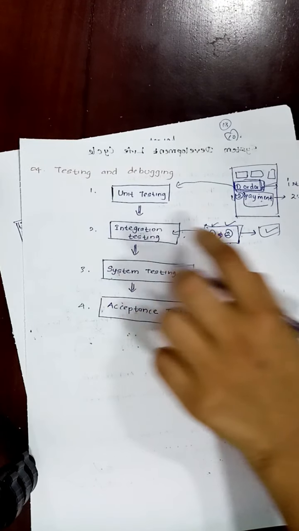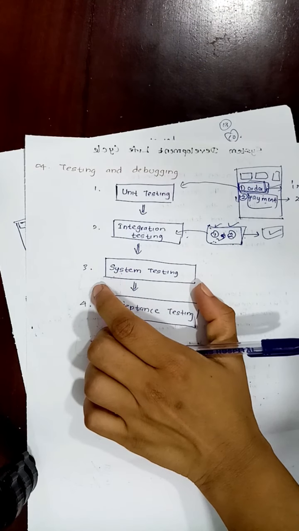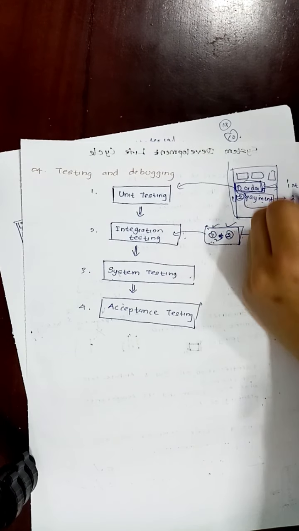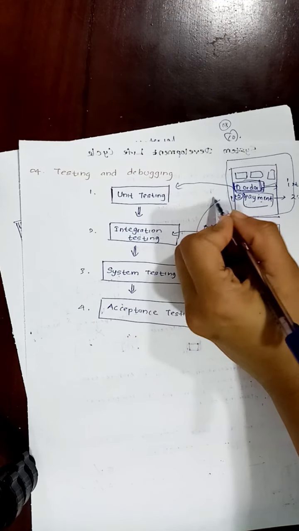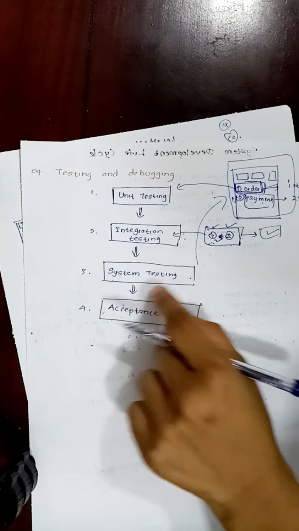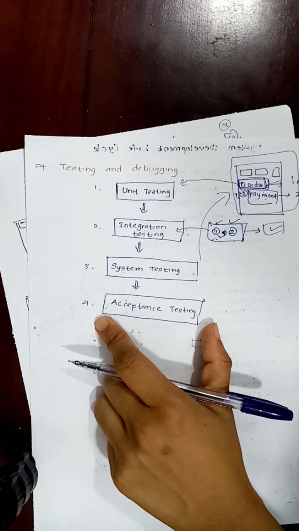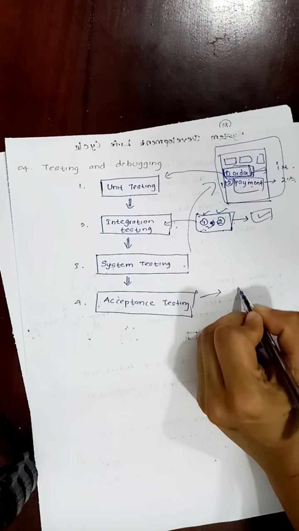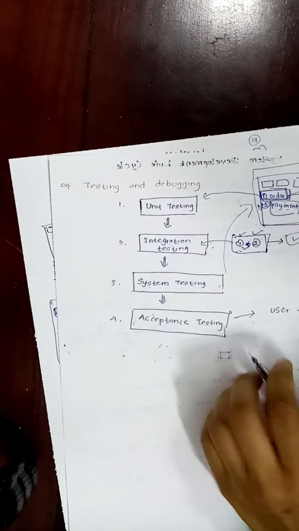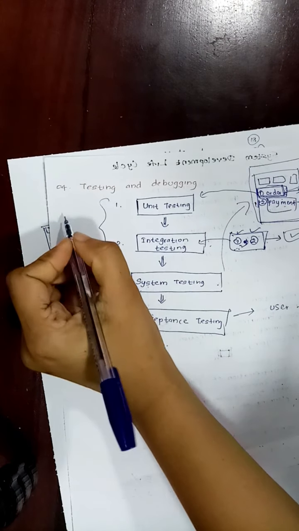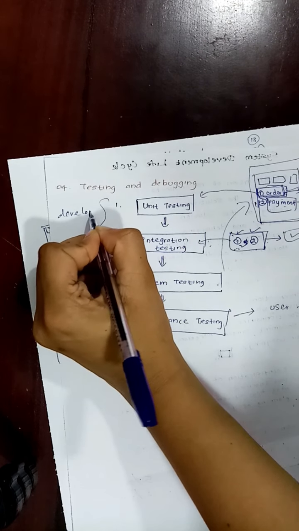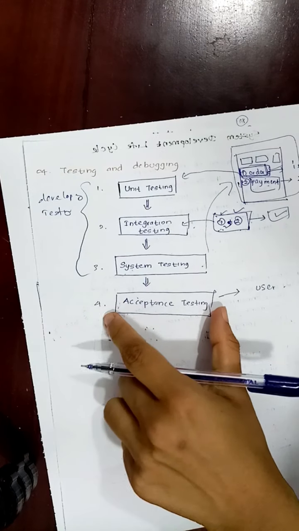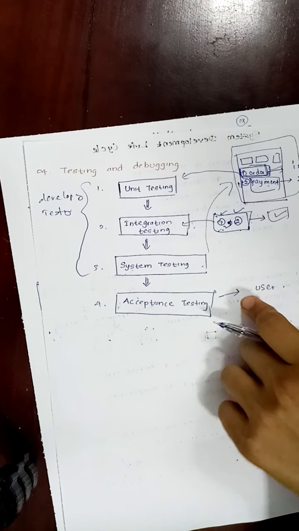That is integration testing. System testing in the sense, you are going to test the whole software system, whether it's working correctly or not. That is system testing. Acceptance testing means this is done by the user. These all are done by the developer or testing team. There will be a testing team to do that. But this acceptance testing is done by the user.